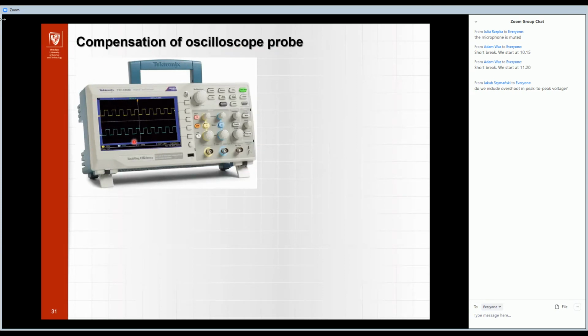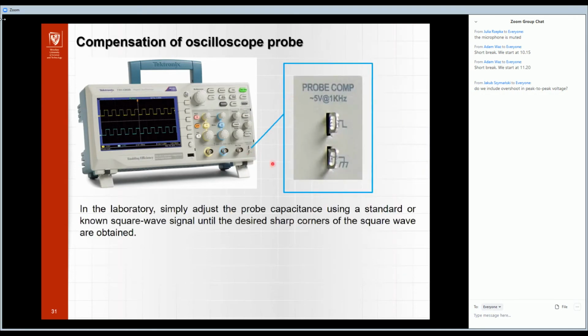In practice, we have another simple method, used in most scopes. I show you the scope which we use in our laboratory. This is the scope from the laboratory. Most scopes have some internal generator, so we see here such connectors. The first is the connector with the ground, and the second is the signal.